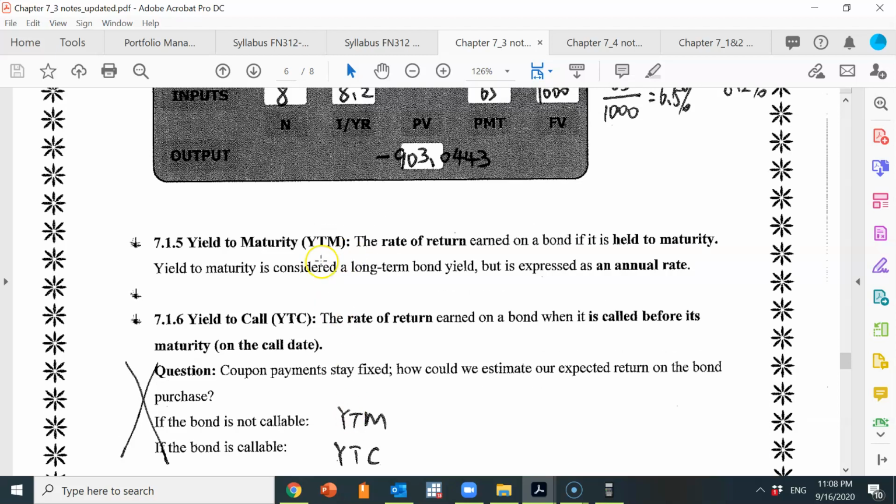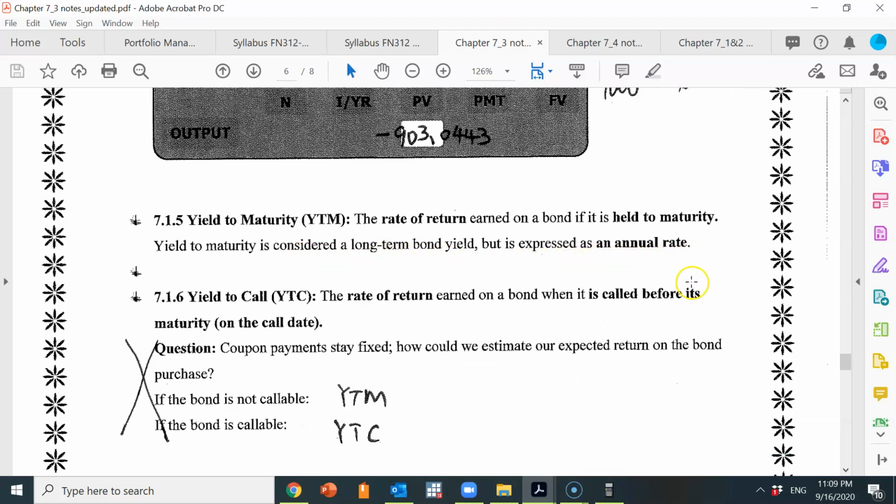Okay, yield to maturity is the rate of return earned on a bond if it's held to maturity. It is considered a long-term bond yield, but is expressed as an annual rate. Another comparable concept is yield to call. This is the rate of return earned on a bond when it is called before its maturity date, on the call date.